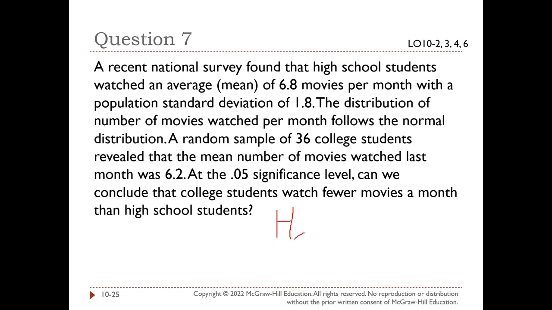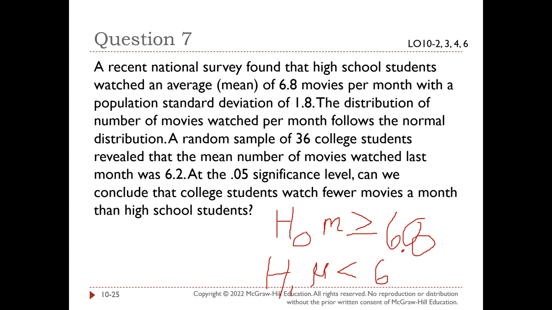So, our null will end up being, let me see, I'm going to do my best to do a mu. So, our mean is going to be greater than or equal to 6.8. And then that means our alternative hypothesis will have to be less than 6.8. Remember, the question usually gives us our alternative. Okay?